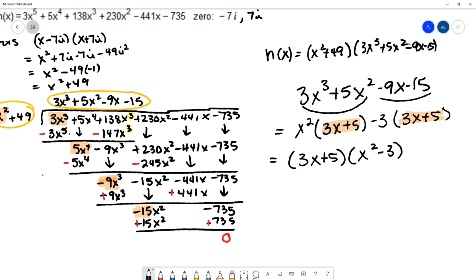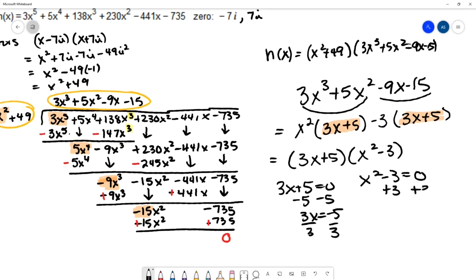And I'm going to be able to set each of these factors equal to 0. And this will help me identify the remaining 3 zeros. So I subtract 5, that's 3x equals negative 5, divide by 3. Here I'm going to add 3 and get x squared equals 3. Square root both sides and get x equals plus and minus square root of 3.